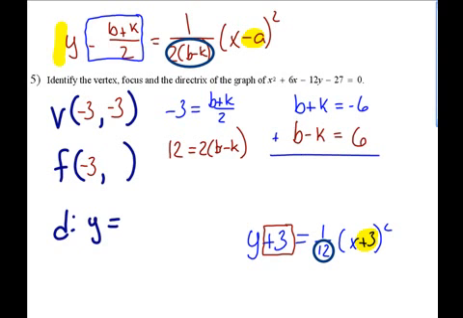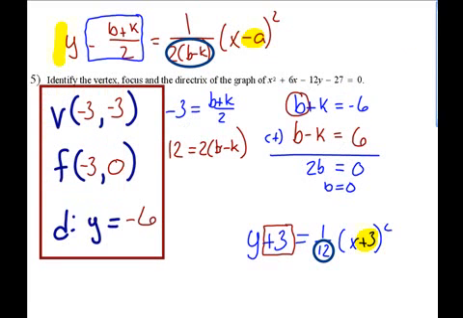From here, if I add the equations, I get 2b is equal to 0, or b is equal to 0. So now I know the b value that goes here, that's 0. And I know enough to find the k value, because if this b is 0, what does k have to be? -6. I've got everything. I've got my vertex at -3, -3, my focus at -3, 0, and my directrix at y equals -6.